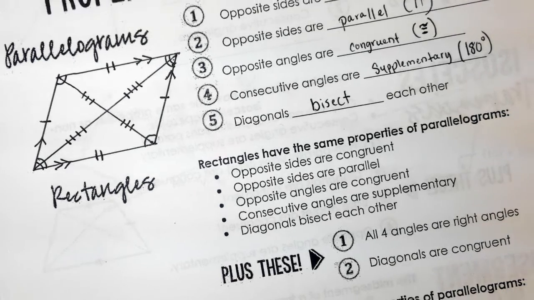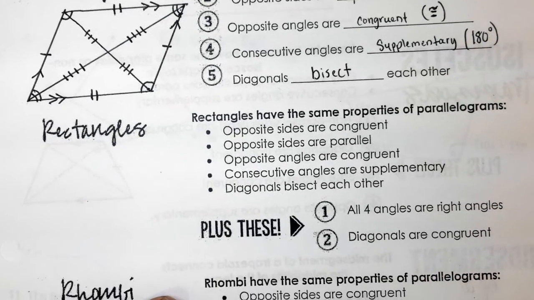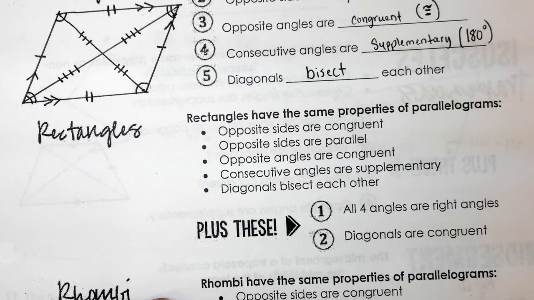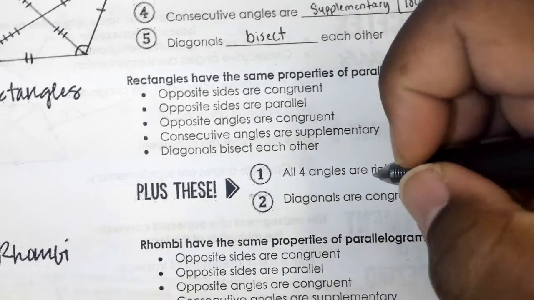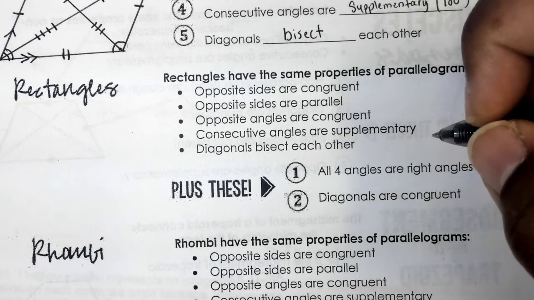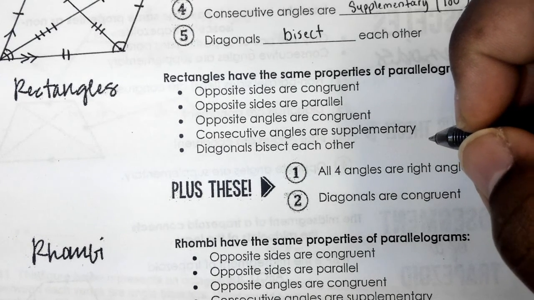On the next one, if you have a rectangle, then you have those 5 properties plus 2 more. The other 2 are all 4 angles are right angles, and then the additional property is diagonals are congruent to each other. They don't just bisect each other, they're also congruent. So that would make this the shape of a rectangle versus just a regular parallelogram.